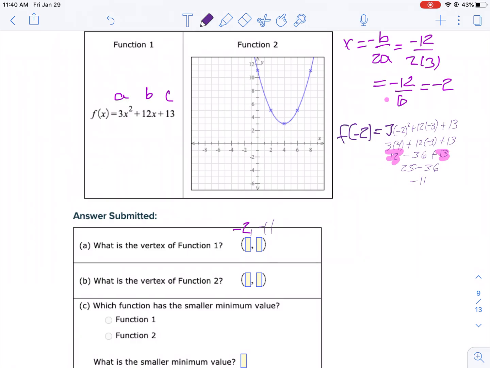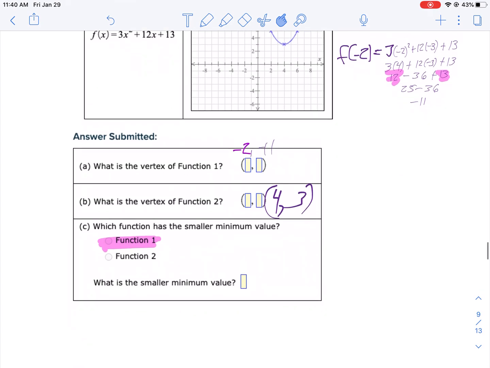Now if we look at function 2, that one's a lot easier to see where the vertex is, and you just look up right here. It's over 4 and up 3. Which function has a smaller minimum value? Well, which one has the y value that's smaller? Which is smaller, negative 11 or 3? So function 1 has a smaller minimum value. What is that? Well, that's negative 11. That's how you would do that problem.